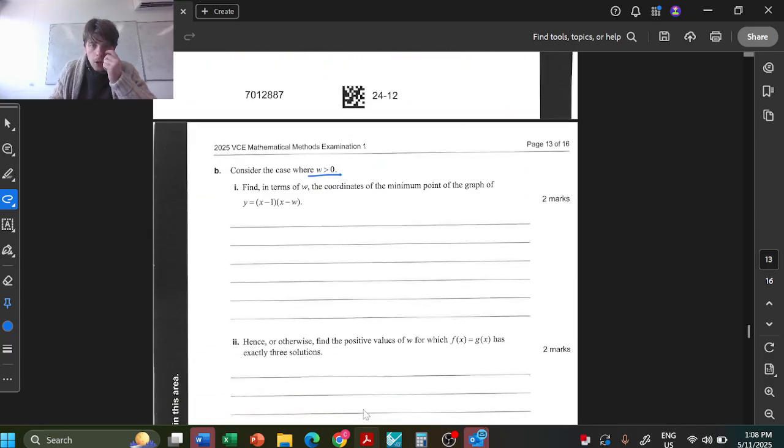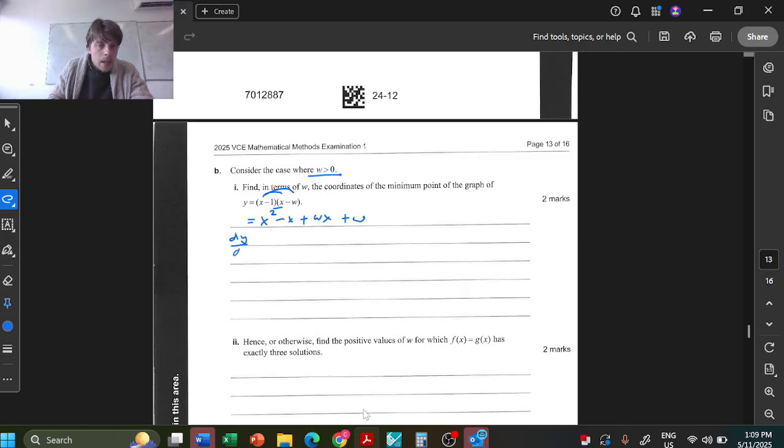All right, now in terms of w, the minimum point of the graph is this. Now what we need here is we need to work out what this is. So that's x squared minus x, so FOIL, right? So it's x squared minus wx minus x plus w, all right? So when is the derivative of that equal to 0? That'll give us the minimum. That'll give us the points of inflection anyway. We're just going to take for granted it's a minimum.